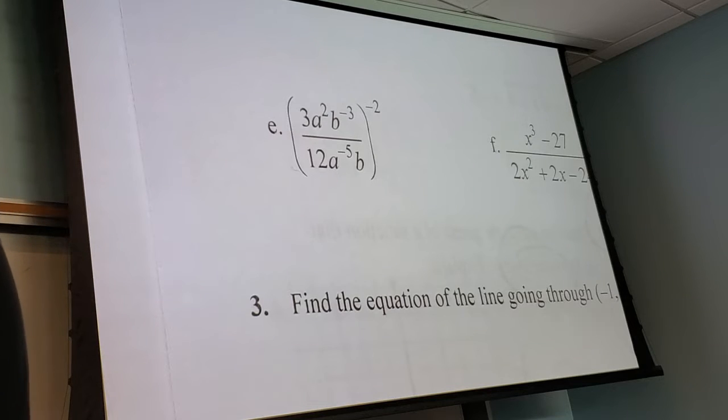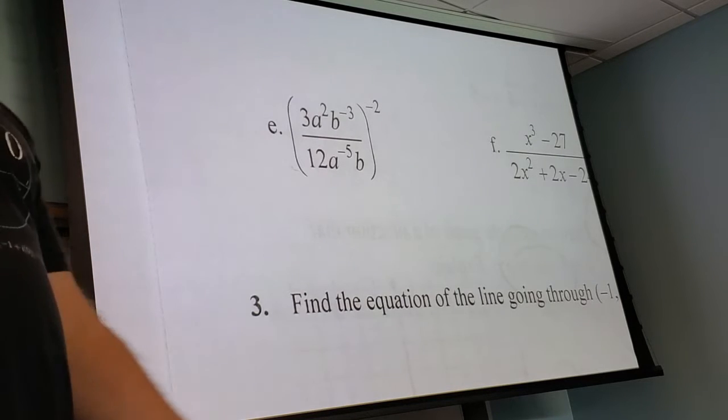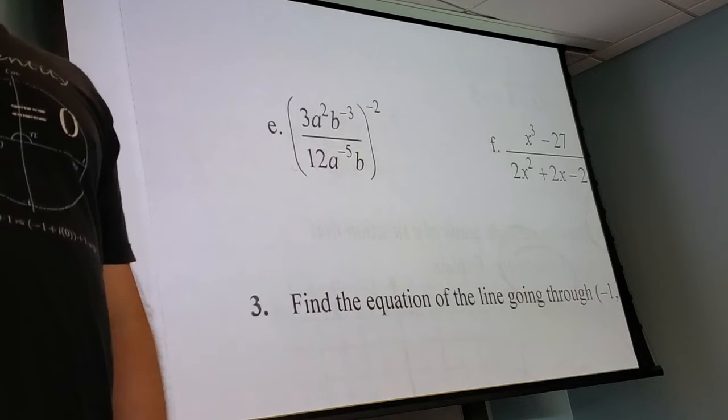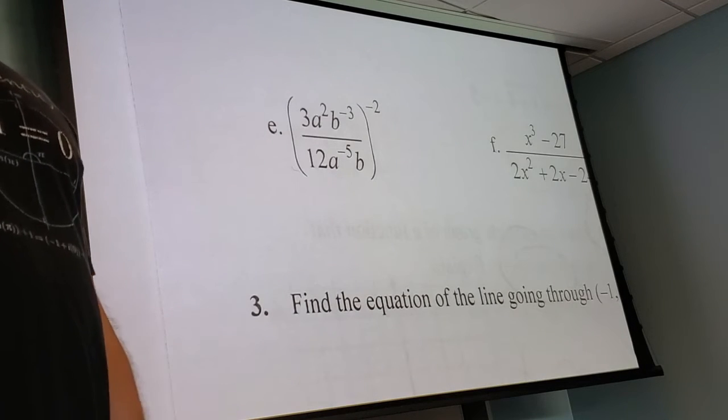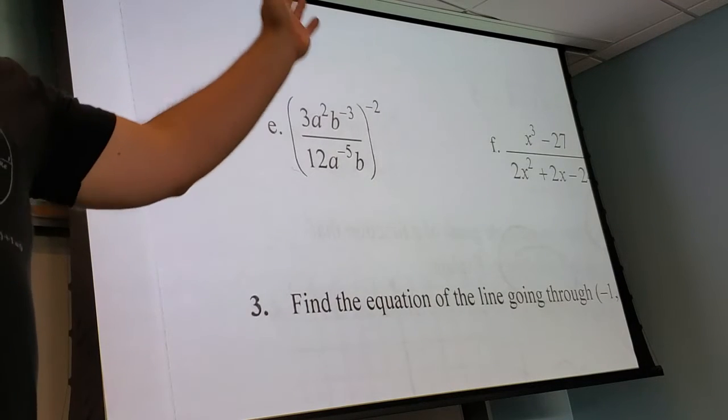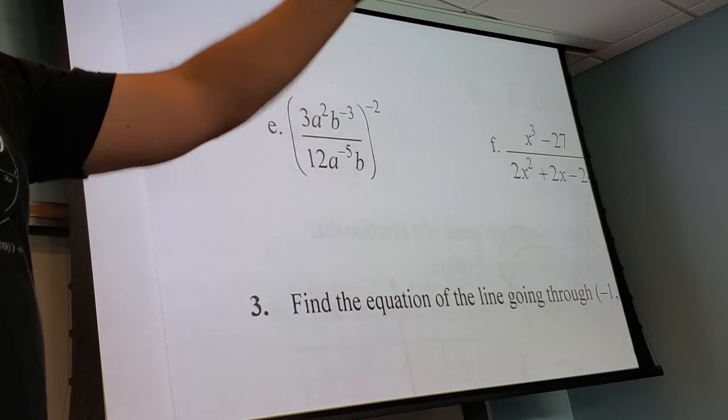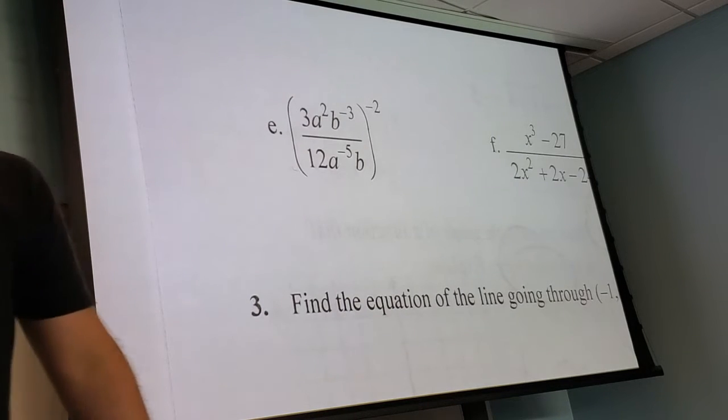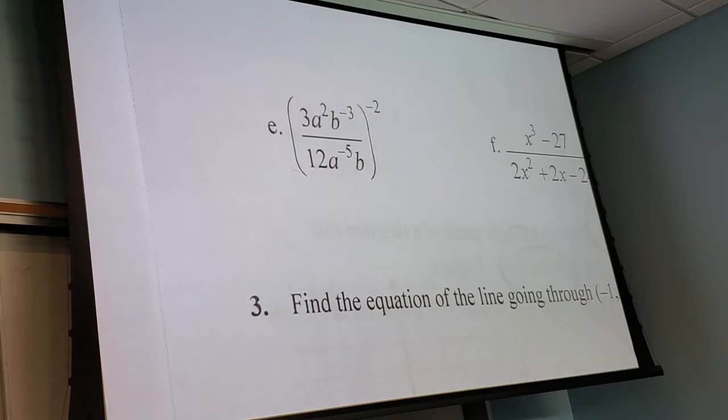What can you do inside that thing? Look at the numbers. Let something be nice. 3/12, right? Ignore the A's and B's. 3/12 is a part of this problem. What is that? Yeah, so what is it?